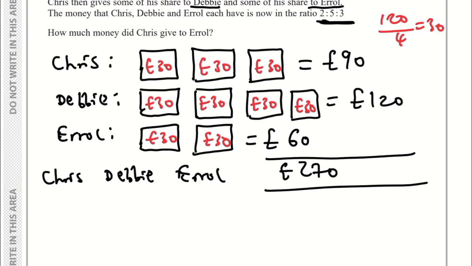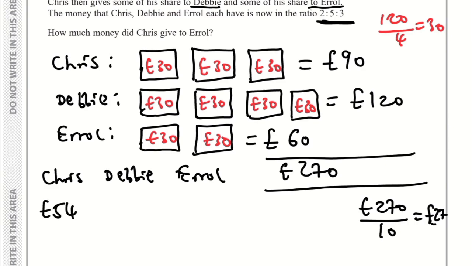So let's divide 270 by 10. 270 by 10, you're going to get what? 27. All right, 27 pounds. So we'll multiply 27 by 2 to get the share for Chris, since Chris has a ratio of 2. 27 times 2 is what? That's 54. So Chris gets 54 pounds.